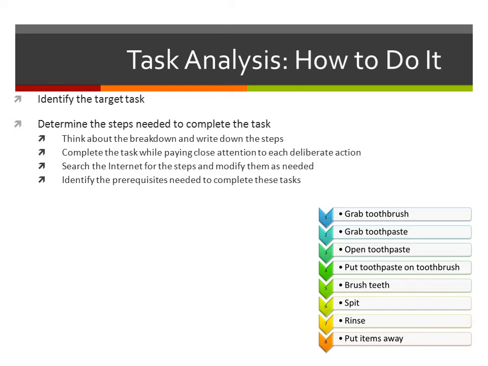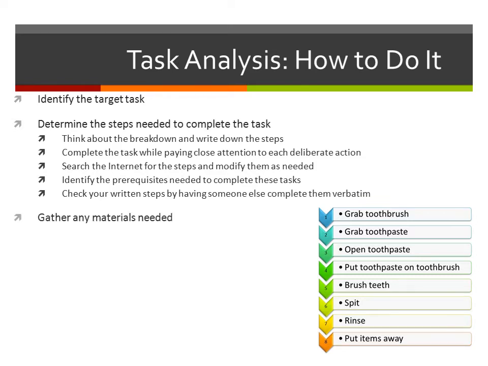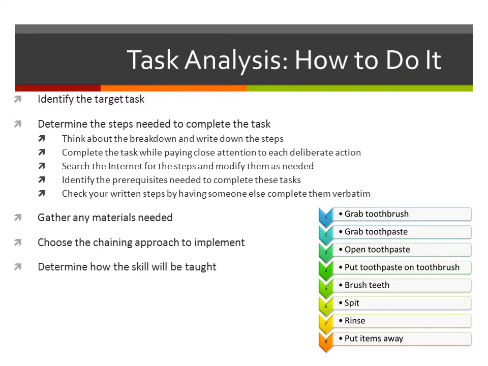Then, still before implementing, have someone else complete the tasks verbatim to make sure you have included everything. If that checks out, gather any needed materials. For handwriting, you would need paper, a pencil, a table or desk to work at, and Anne's reinforcer, whatever that may be. Then, determine the chaining procedure best for the student and decide how the skill will be taught.